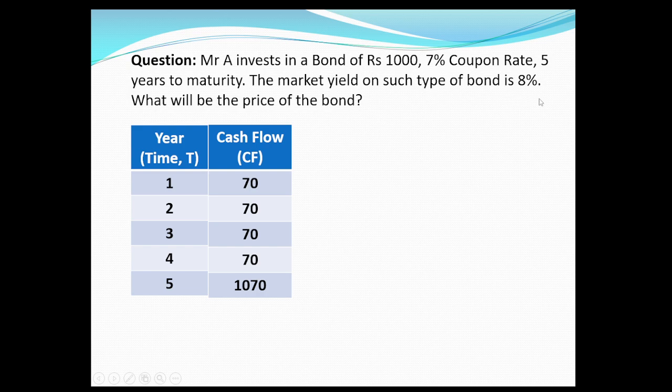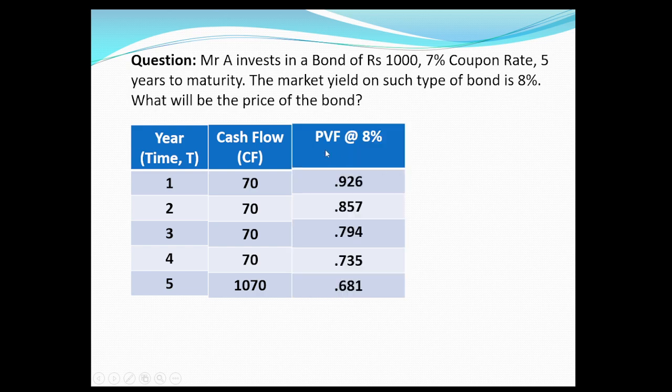Because the market yield is 8%, I will take the present value factor at 8%. There are two ways to get these values. One way is you can take them from the present value factor table. In any book of financial management or security analysis, you can get these values. Second option is you can calculate through a calculator also. The formula is 1 divided by (1 plus r) to the power n. So in this case, it will be 1 divided by (1 plus 0.08) to the power 1 for the first year, to the power 2 for the second year, to the power 3 for the third year, and in this way.